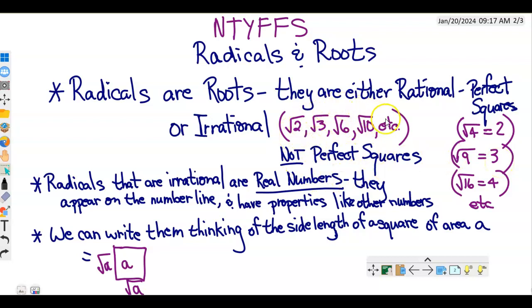They also have irrational roots. Okay? These are radicals that are not perfect squares. You cannot represent these numbers as the ratio of integers or a fraction. They are never-ending, non-repeating decimals. However, these numbers are real. Okay, they are part of the real number system. They appear on the number line, and they have properties like other numbers.